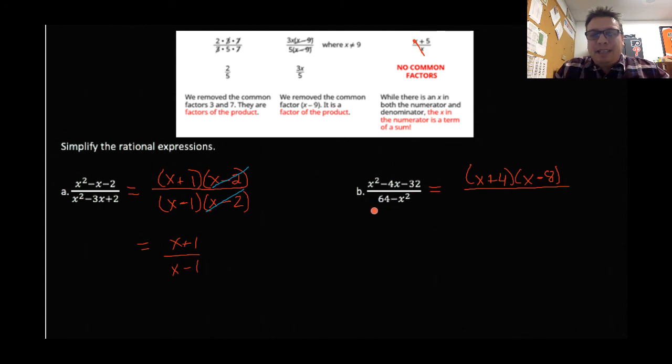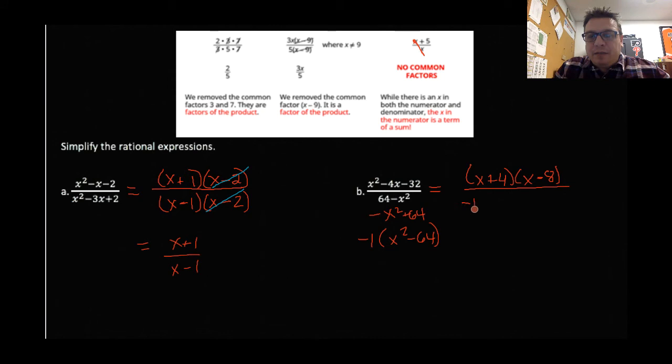Down here, that's not quite in the order I like to see it. So I would rewrite this, negative x squared plus 64. But I don't really want negative x squared, right? I got to turn this into something I can factor easy enough. So I'm going to factor out a negative 1. And I get x squared minus 64. That is something I'm used to factoring.